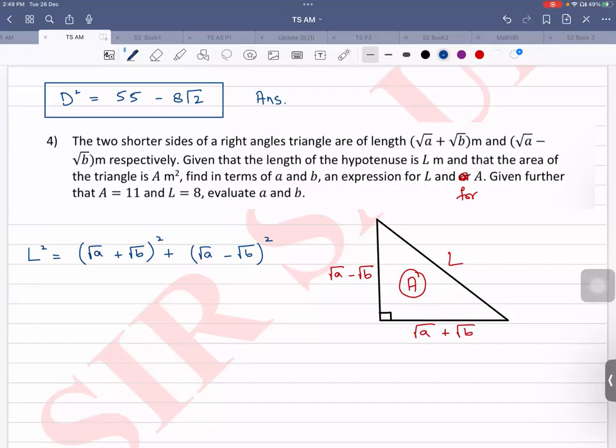I got the value as L square equals 2A plus 2B. But it says find an expression for L, which means we will have to apply square root on both the sides.